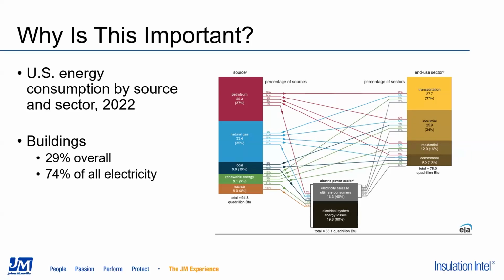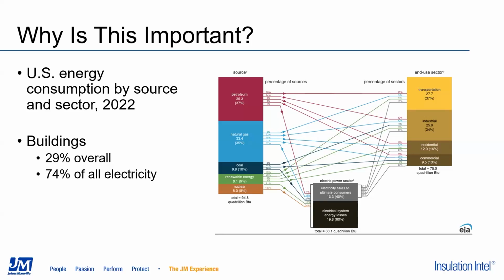So first, why is this important? The graph on the slide shows, using 2022 data, how the United States used energy overall across our entire economy, from the fuels to electricity to the end-use sectors. If we look over on the right, the bottom two boxes are residential and commercial buildings. Those two combined account for about 29% of the overall energy use in the United States.